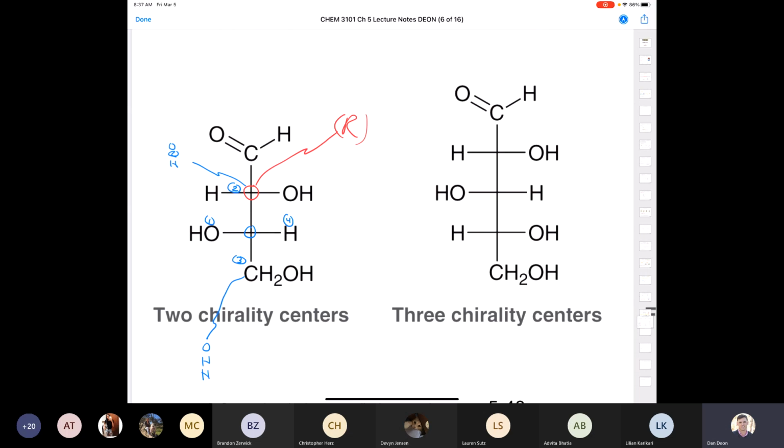Let's get the old green highlighter out. We're going from 1 to 2 to 3 like this, which is clockwise. But again, the hydrogen is on a wedge. Okay, not that big. It's on a wedge. So instead of being R, that stereo center is S. Okay, there we go. S. All right, so that's how you do it.